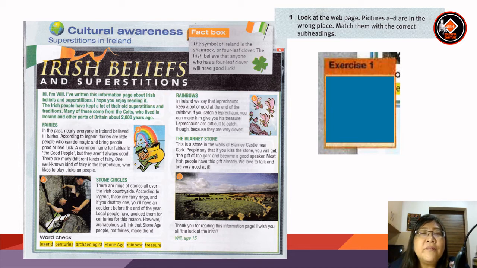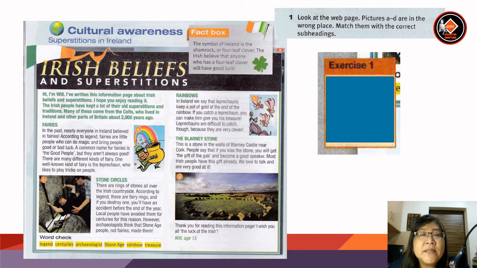Let's look at the facts box. The symbol of Ireland is the shamrock or 4-leaf clover. The Irish believe that anyone who has a 4-leaf clover will have good luck. So you have 4 pictures here. The subheadings: number 1 is fairies, number 2 stone circles, number 3 rainbows, and number 4 the Blarney Stone.